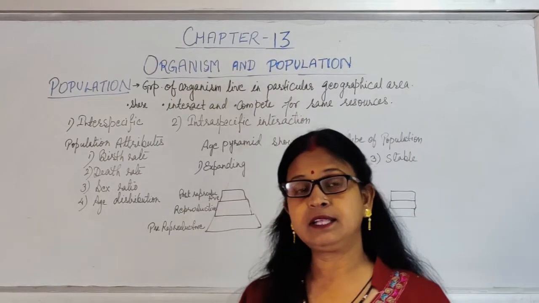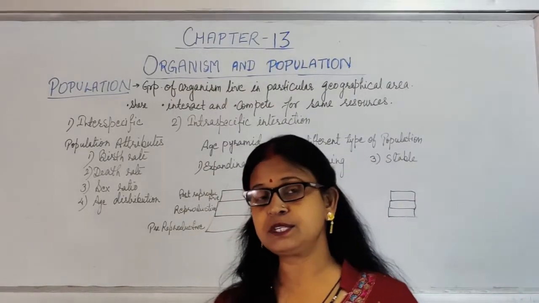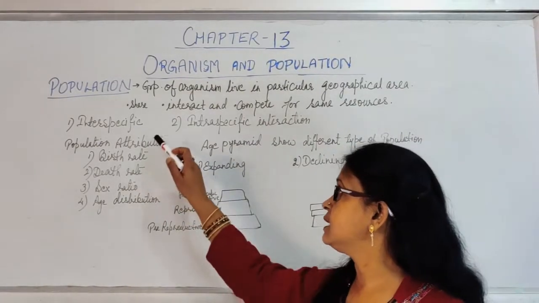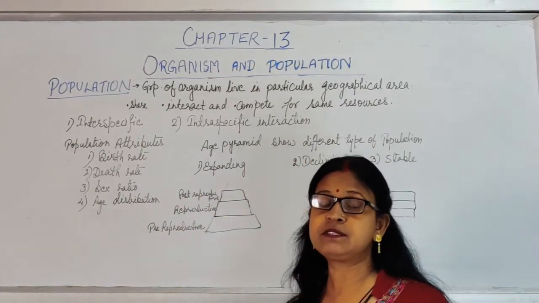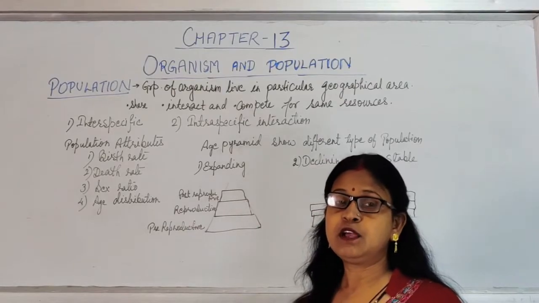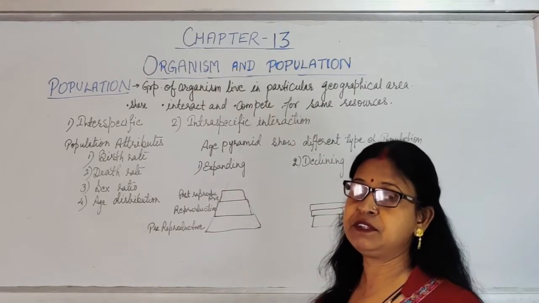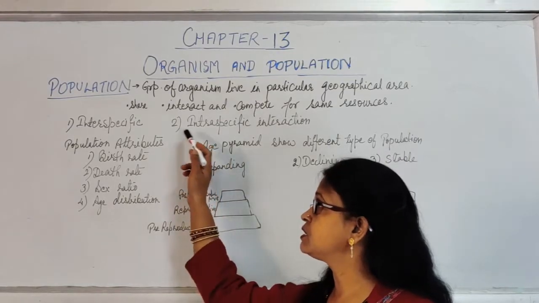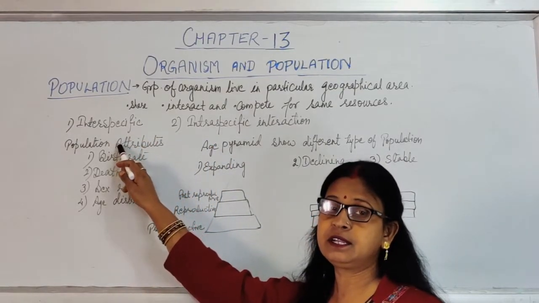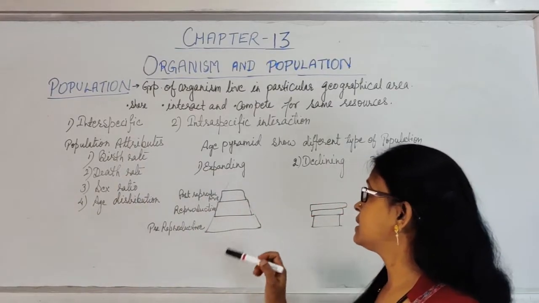Due to that there are some interactions, and those interactions are of two types, that is interspecific and intraspecific. Intraspecific means the interaction which occurs among the same species, and when that interaction occurs between different species, then it is known as interspecific interaction.